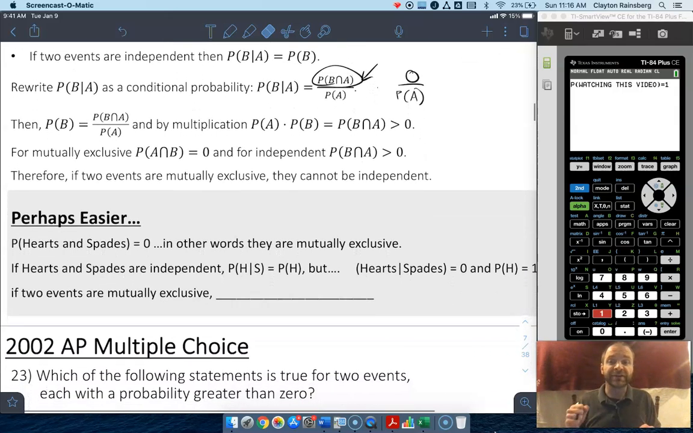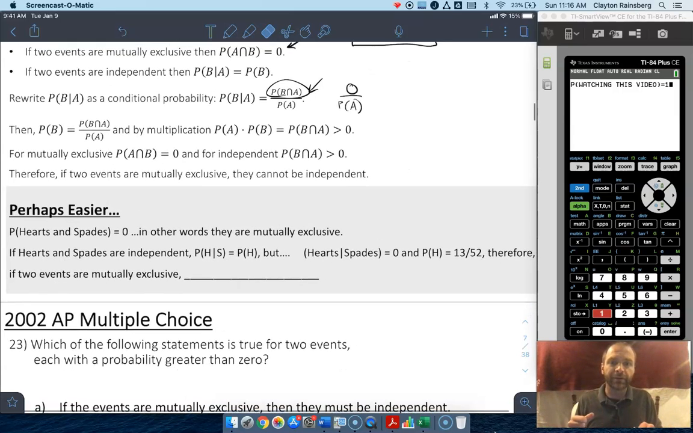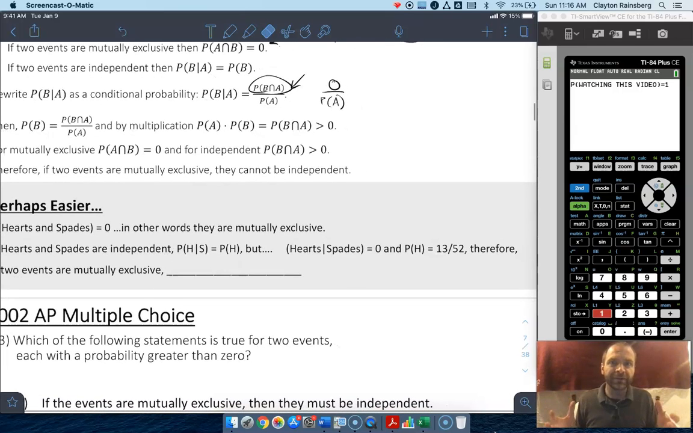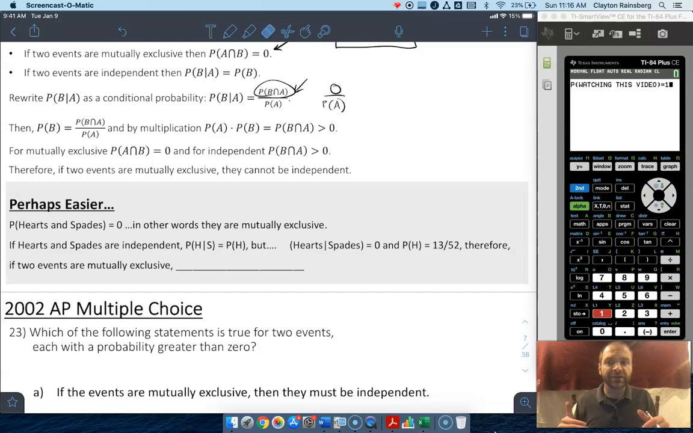But if hearts and spades are independent, then the probability of a heart, given that a spade occurred, the probability of drawing a heart, given that you drew a spade, is 0. I mean, you can't do that. You can't have a heart that's a spade. We just explained that. But what's the probability of drawing a heart? Well, it's 13 out of 52. If two events are mutually exclusive, what we're going to say is they are not independent.